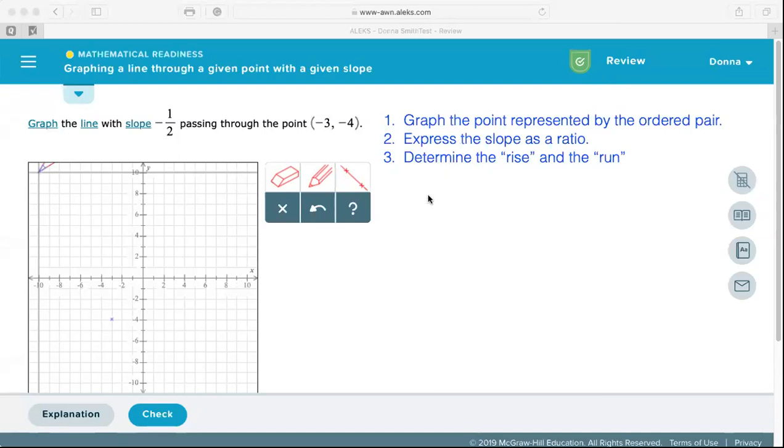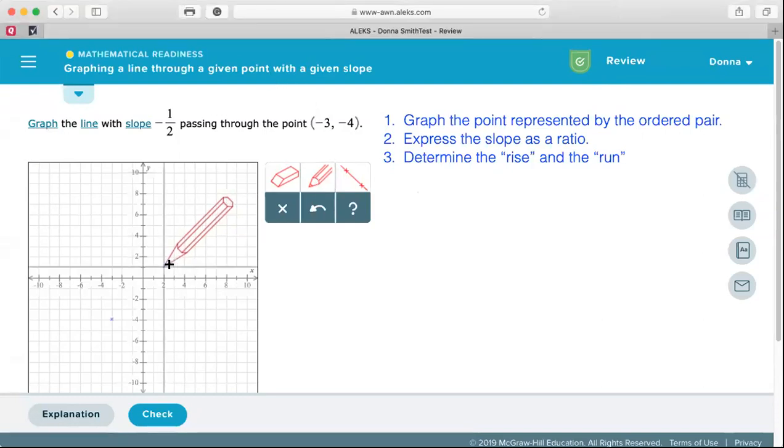Graph the point represented by the ordered pair. In our particular case, the ordered pair is -3, -4, so I'm going to use the pen tool to graph that ordered pair. I'm going to start at the origin. I'm going to go to the left 3, 1, 2, 3, and down 4, 1, 2, 3, 4, and click the pen tool to represent that point, -3, -4.